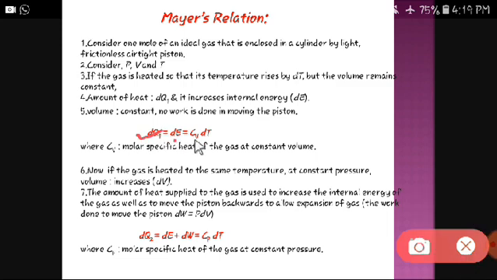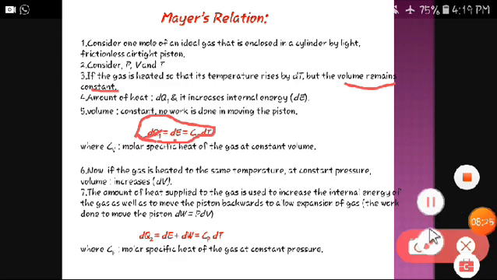So we get this equation: dq1 = dE = Cv dT, because this is at constant volume, where Cv is the molar specific heat of a gas at constant volume. This is the first equation we have derived. From where did we get this equation? This is the first law of thermodynamics. From there I have got this equation.